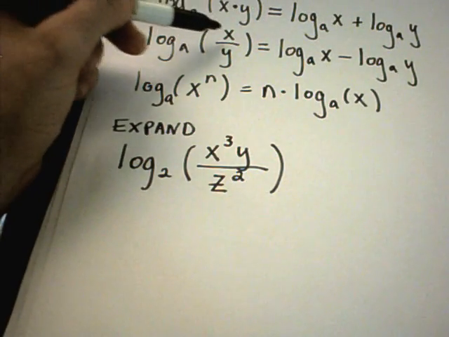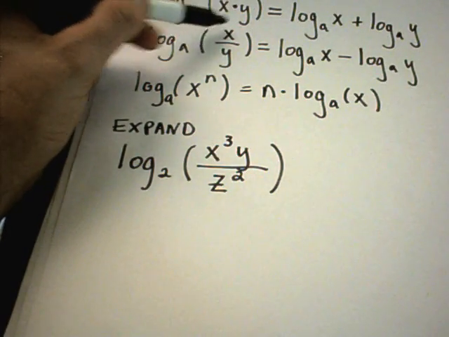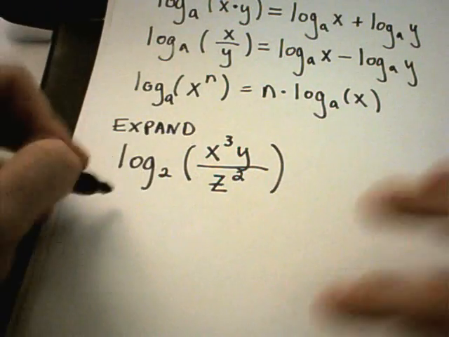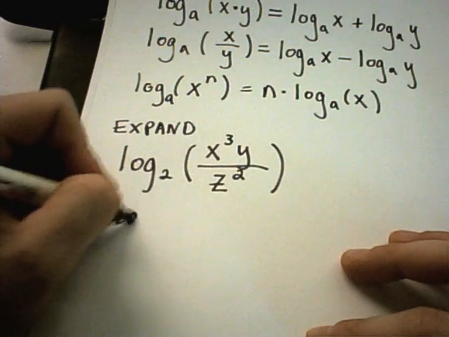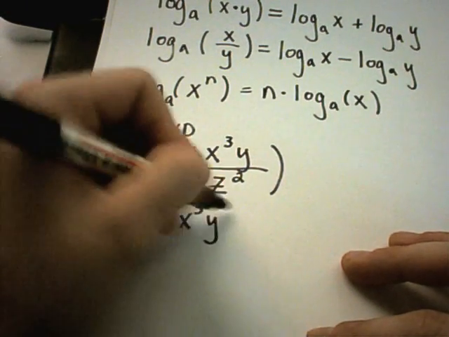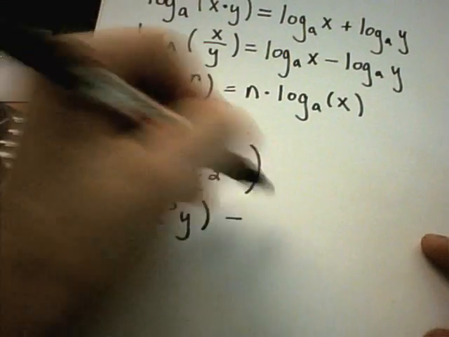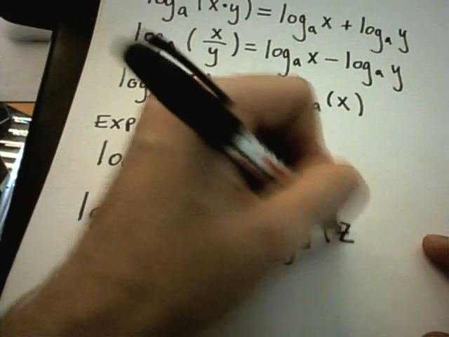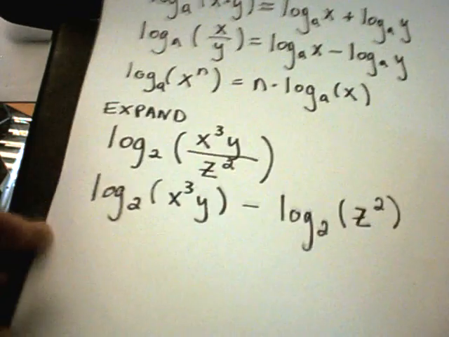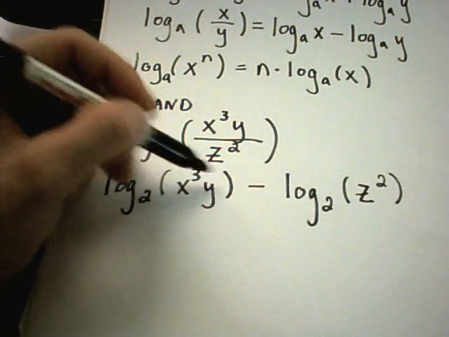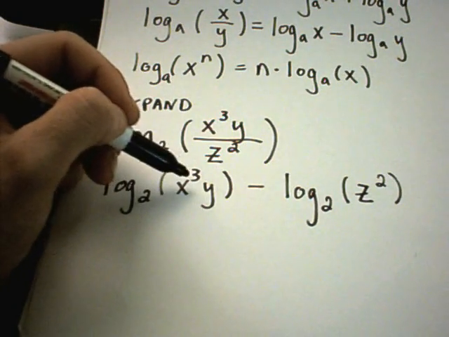Again, it says if you have whatever's on top, you make it log base 2 of that minus log base 2 of the bottom. So I'm going to get log base 2 of the top, x cubed times y, minus log base 2 of z squared. And I have to be careful here. I can't pull the 3 out because everything's not being raised to the third, just the x.